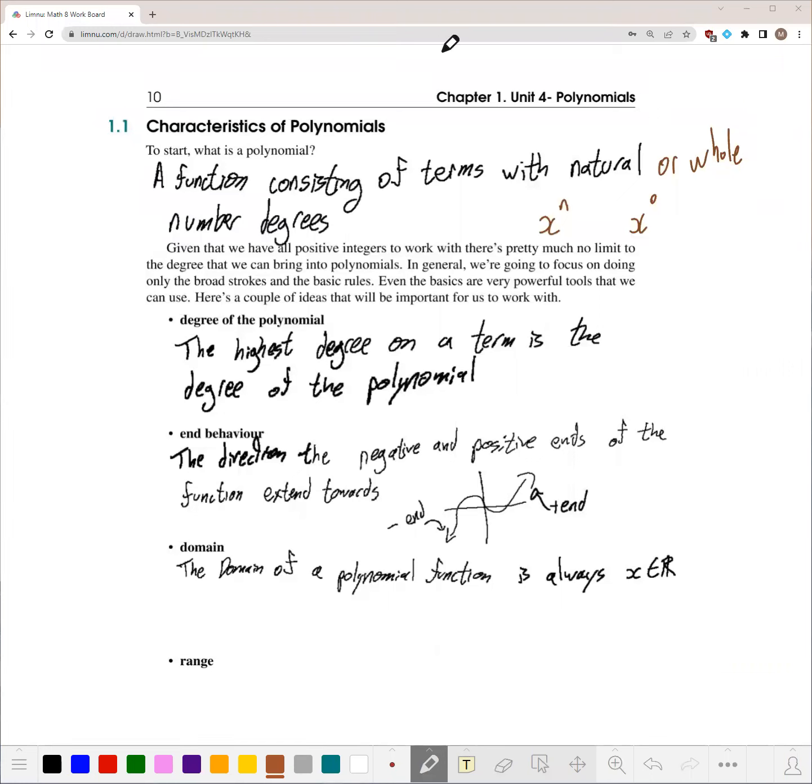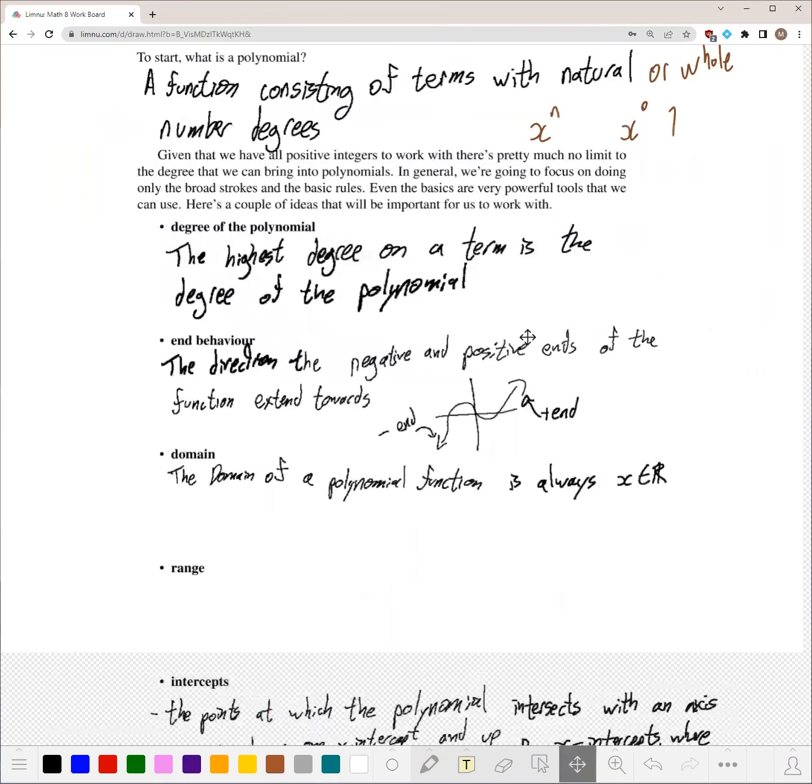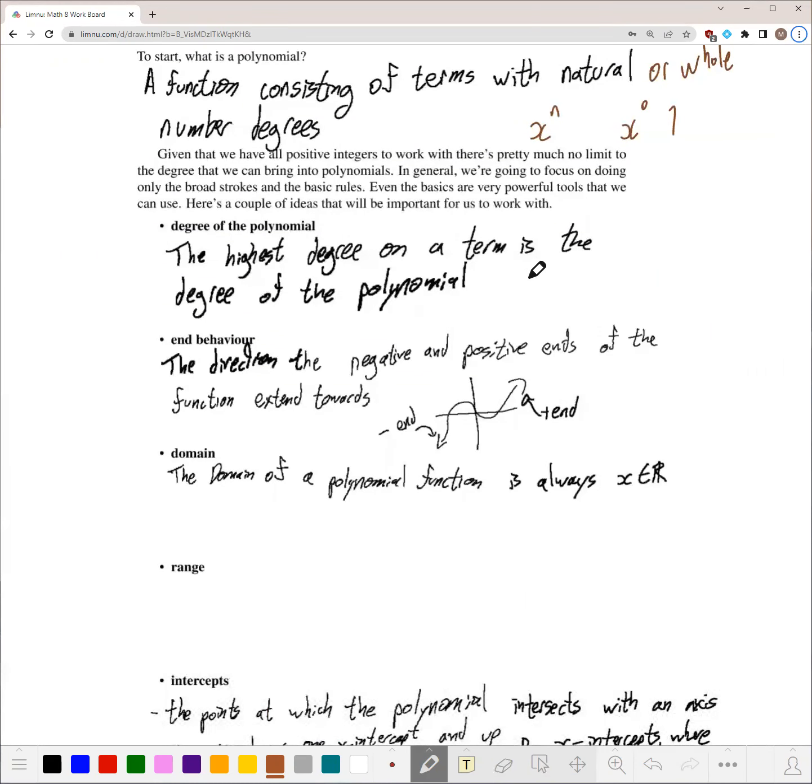So we're allowed to have whole numbers because x to the power of 0 is just 1. But that's not that exciting. By and large, if we've got a polynomial, it's going to have expressions, terms where our degrees are all natural numbers, so positive integers. We already also know some of these other ideas, or at least we should. The degree of the polynomial is the highest degree on a term.